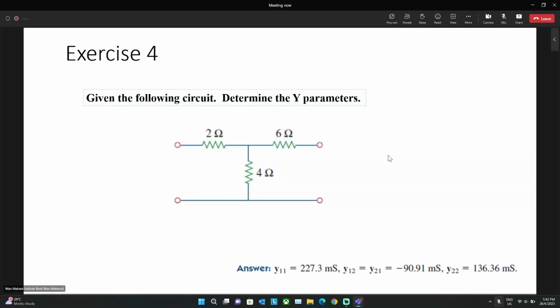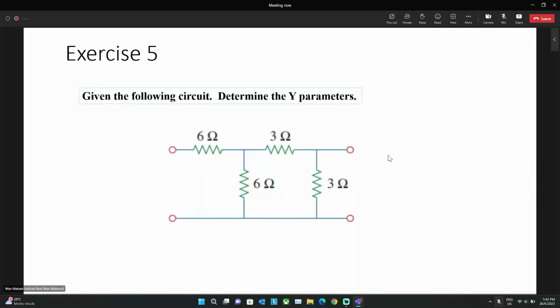So you kena buat substitution di situ. You boleh try buat exercise 4 ni dan juga exercise 5 pun sama. Boleh guna dua-dua kaedah. Nak guna mana-mana pun boleh. You nak buat kaedah by definition yang Y11 sama dengan apa, Y12 sama dengan apa tu boleh juga. Ataupun you nak guna nodal analysis.